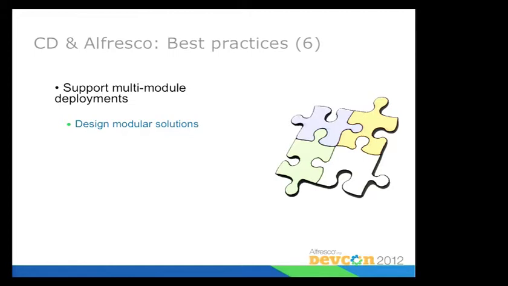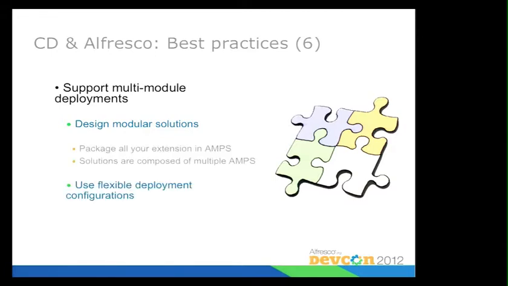So that's what you have to think of when you're doing continuous delivery, because continuous delivery will allow you to define all these modules that you want in your solution, and just by configuration, pull them in and deploy them automatically to your environment. So try to package all your extensions in AMPs.